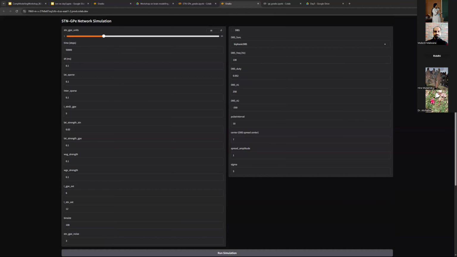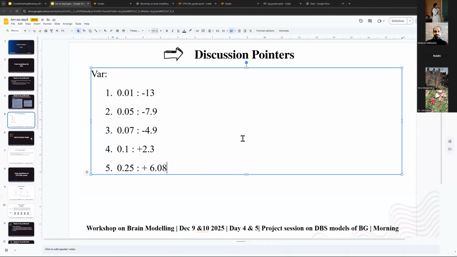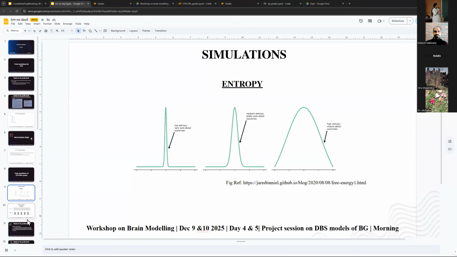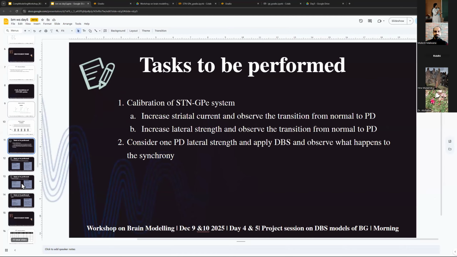Can you also go into the PPT? Yeah, just go down a little. Code simulations, a little more down. Yeah, so I have put up the tasks as 1A, 1B, and 2. Under the first task, 1A, we will increase the striatal current and observe the transition. Under 1B, we will increase the lateral strength and see the observations. And then we will do the DBS measures. Maybe you can go to the next slide.